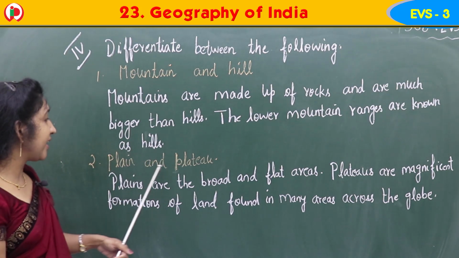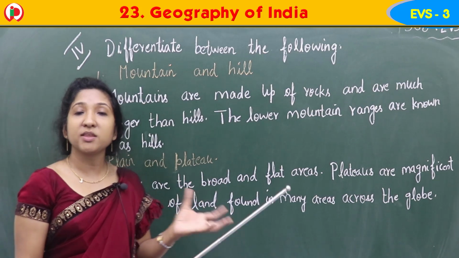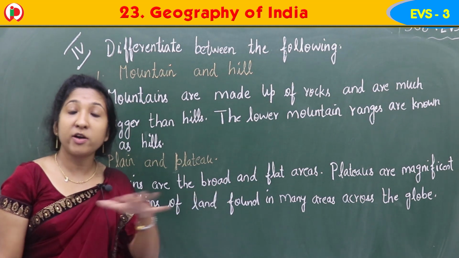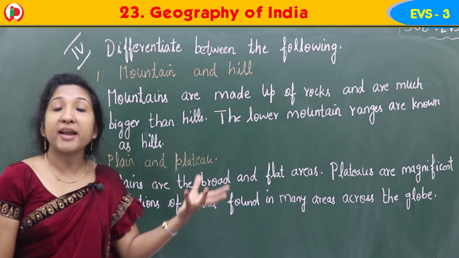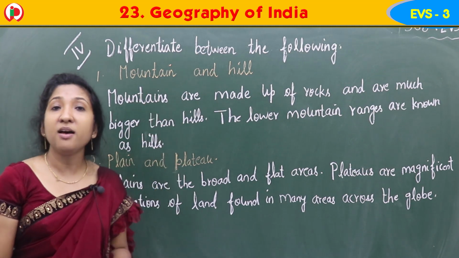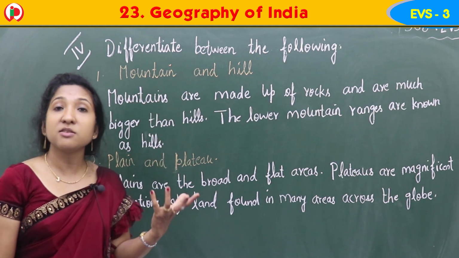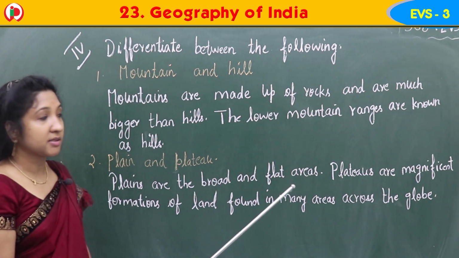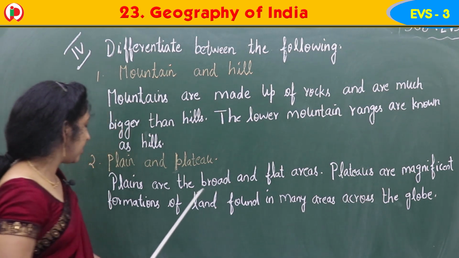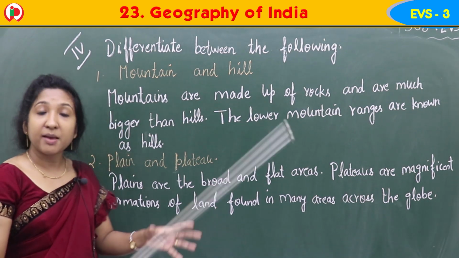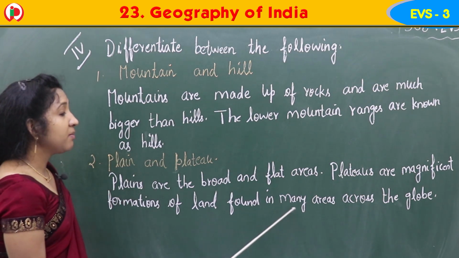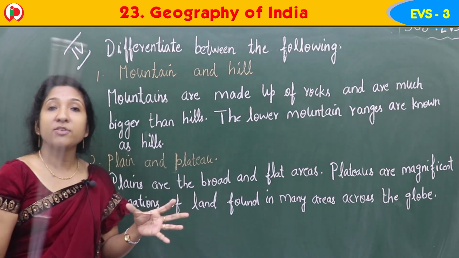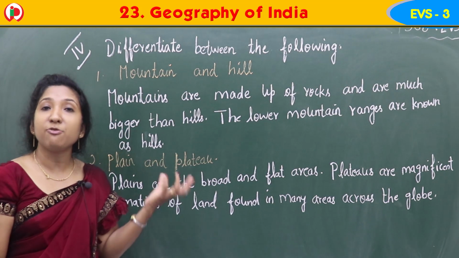Yes. Second, plain and plateau. You have to write the difference between the both. Plains are fertile land or broad or flat area of land, we say. And plateau, they are called table land. Little raise above the plain land. The land is rocky. Yes, so plains are the broad and flat areas. Plateaus are magnificent formations of land. They are big area of land found in many areas across the globe. On the surface of the earth, we can see different regions of plateaus.